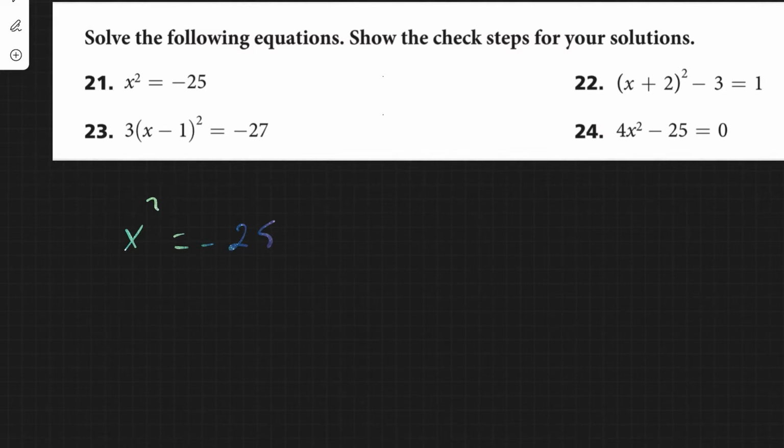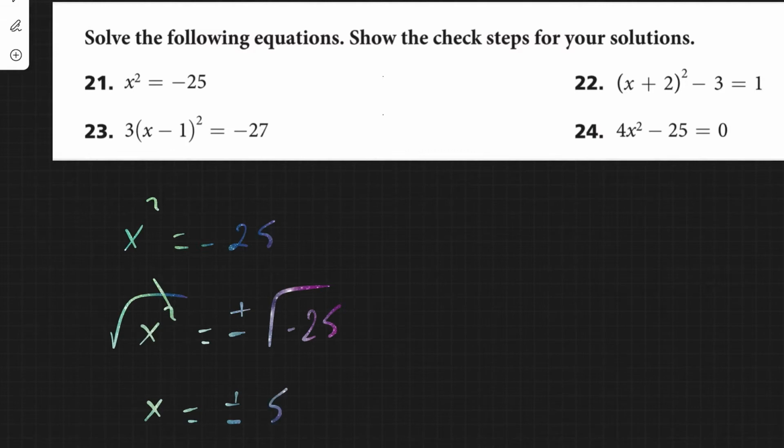The way to get rid of the power of 2 is its enemy, which is the square root. So we're going to take the square root of both sides. And remember, whenever we take the square root, we have to put plus or minus. The square root and the power cancel each other. So x is equal to plus or minus, and the square root of negative 25 is 5i.